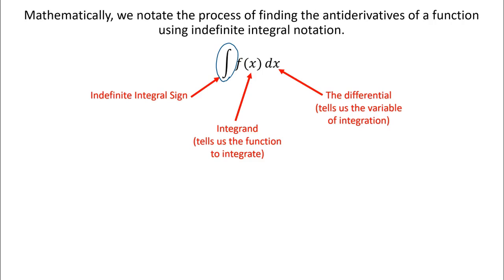So anytime we want to find the antiderivative of a function, we'll see this elongated S at the beginning of the expression. The next thing we'll see is what's called the integrand. And the integrand will immediately follow the indefinite integral sign. And the integrand is just the function that we need to integrate. And then lastly, at the end of the integrand, we'll see the differential dx. And for now, this dx just tells us the variable of integration, or the variable that we're integrating with respect to.